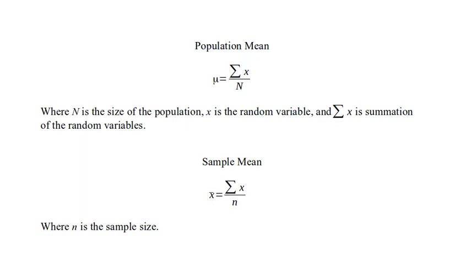So instead of a capital N, we're using a lowercase n. So there's how simple it is to compute an arithmetic mean. Simply have to be concerned with adding up all the random variables and dividing by the size of that set.